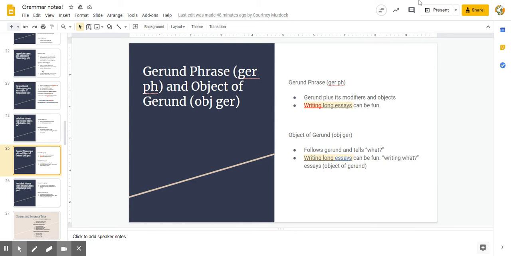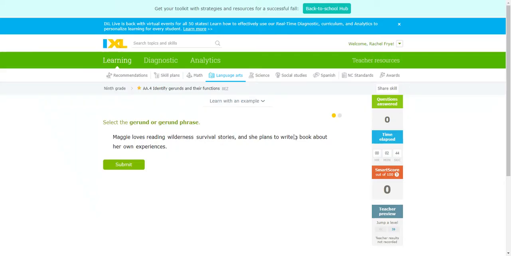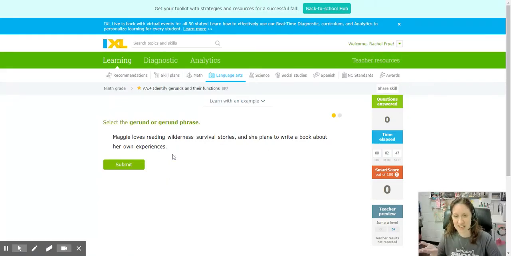Let's look at this in actual practice. In actual practice, here we go. There's the IXL. So we're selecting the gerund or the gerund phrase. So we're looking for a whole bunch of ing, guys. In this sentence, it says: Maggie loves reading wilderness survival stories and she plans to write a book about her own experiences. Awesome. Well, this sentence is about Maggie, and what does Maggie do?